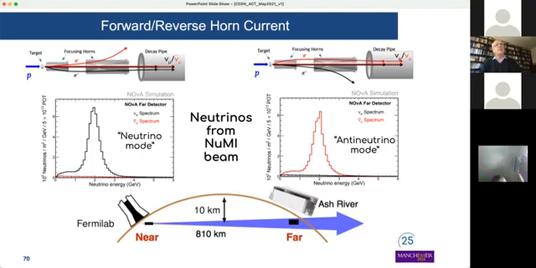The other thing we can do is choose forward or reverse horn current. So by choosing the current in the horns, we can produce either a neutrino or antineutrino beam, depending on whether we select the negatively or positively charged pions. And you see this for NOvA, one of the experiments at Fermilab. On the left is the neutrino mode. So you see it's mainly neutrino with a little bit of antineutrino, and vice versa on the right.